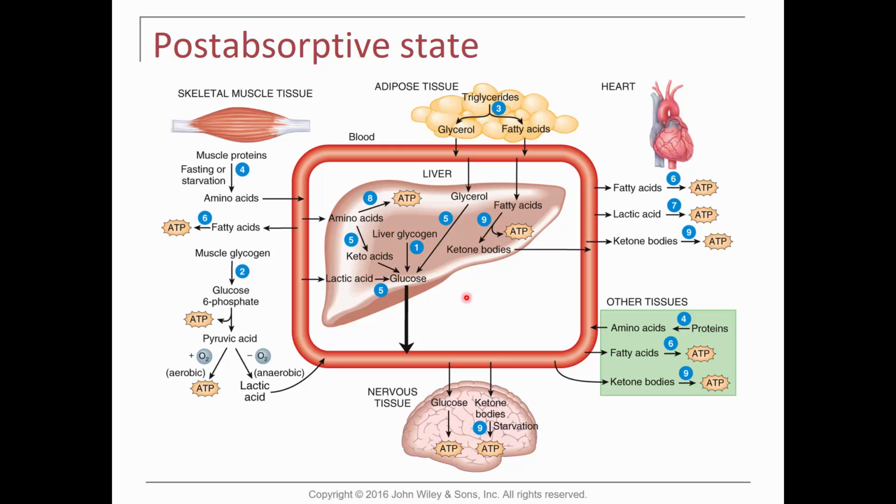Now, what are other tissues going to do? They're going to run on other substrates. So the liver is going to take fatty acids from the adipose. Adipose tissue breaks down triglycerides. That's a process called lipolysis. We get a glycerol and fatty acids. Those are sent to the liver. The liver takes the glycerol to make glucose. The fatty acids are broken down through a process called beta oxidation.